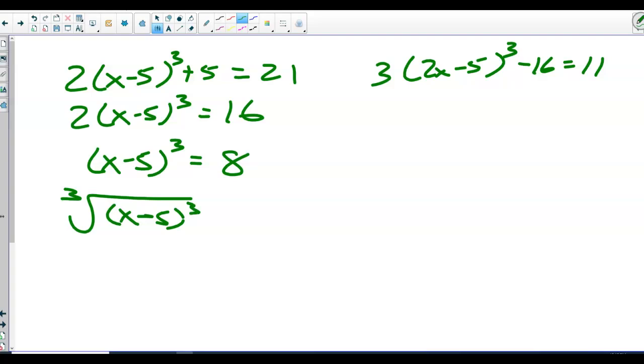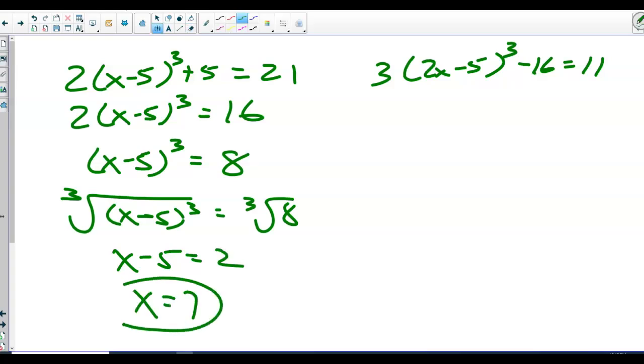So the index has to match the exponent. That's how I get rid of the exponent. Which means I got to take the cube root of both sides. So x minus 5 equals the cube root of 8, which is 2. We add 5 to both sides, and my answer is 7.